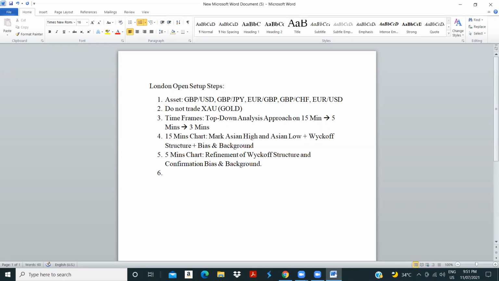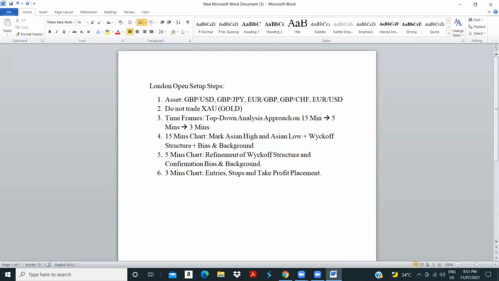The 3-minute chart would be used for entries, stops, and take profit placement. These are the steps.